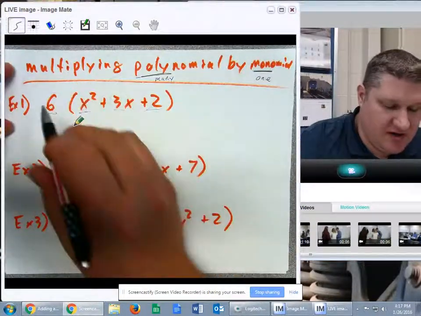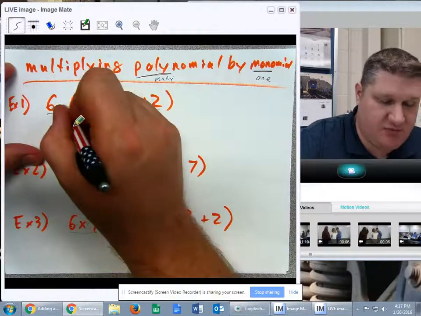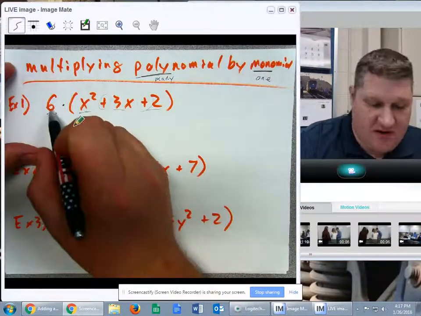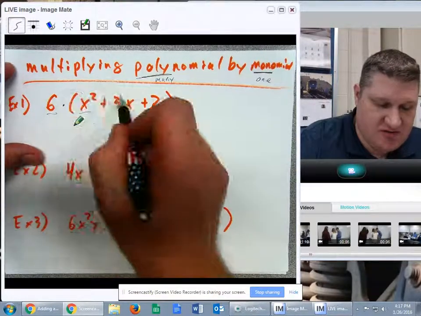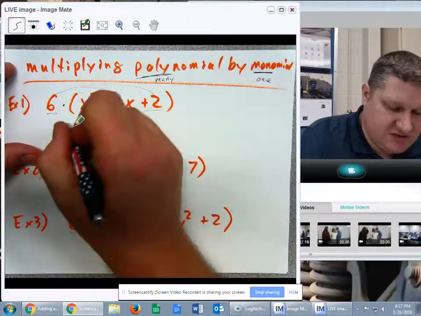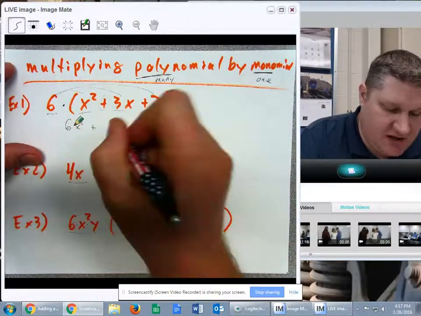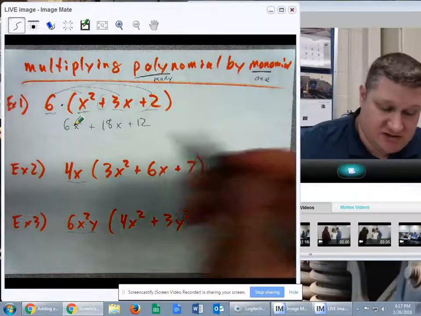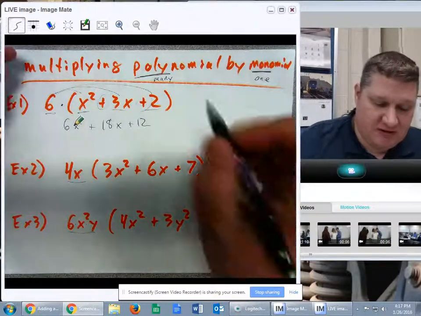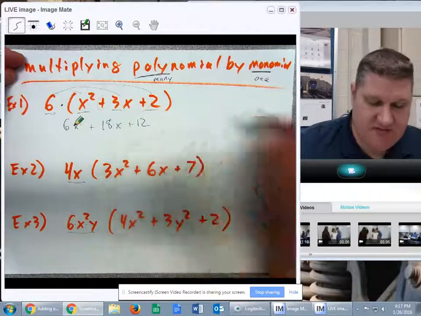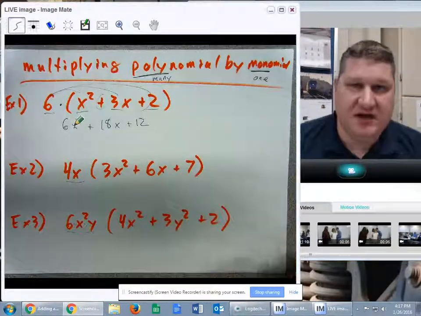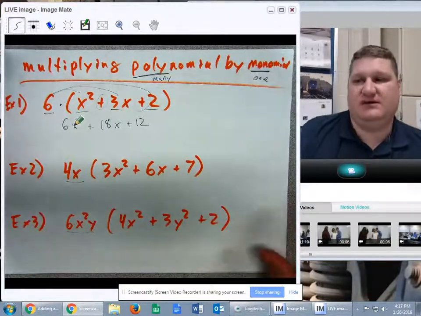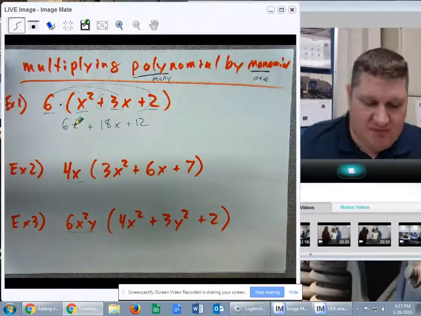And so what we're going to do here is very simple. I have something outside parentheses. We've been doing this forever and ever. We just distribute and give it away. So I end up with 6x squared plus 18x plus 12. All right, so there you go. That's all there is to it. We've multiplied. You'll notice it doesn't equal anything because there was no equal sign in the beginning. So we're going to get to solving later. Right now, we're just giving away the monomial.